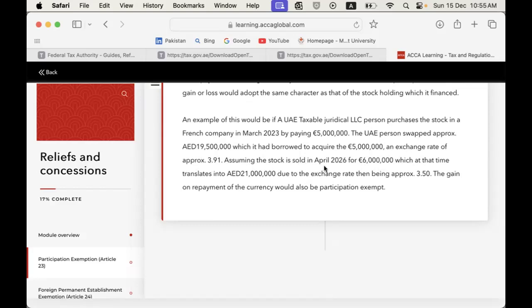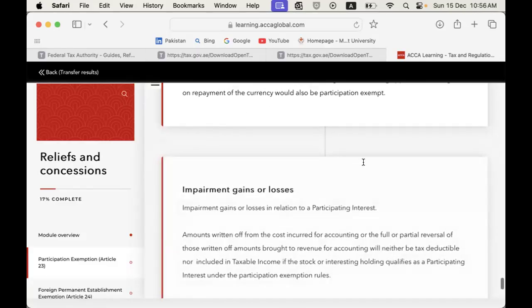Assuming the stock is sold in April 2026 for 6 million euros, which at the time translates to AED 21 million due to the exchange rate then being approximately 3.5, the gain on repayment of the currency would also be participation exemption. The gain or loss will take the same characteristic as the amount which we are considering for participation exemption.